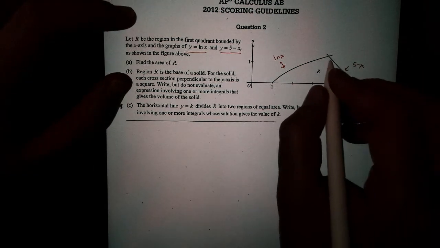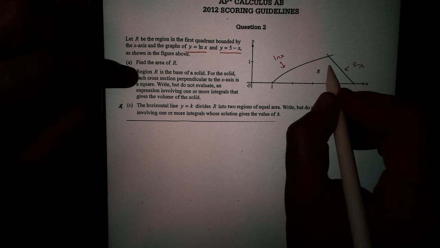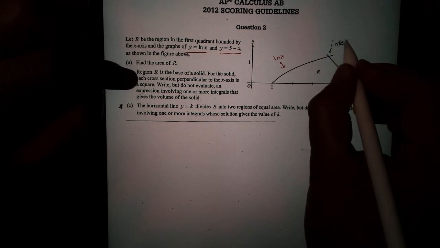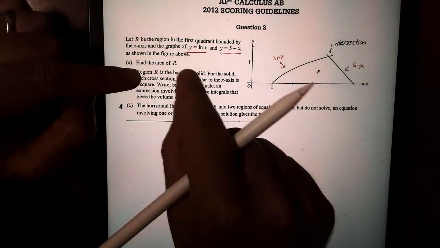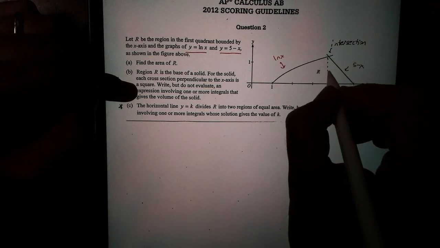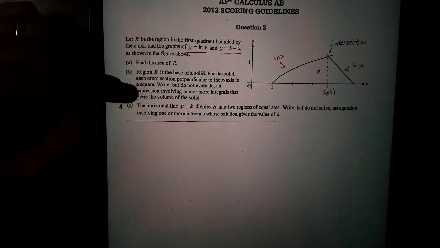Now, the interesting part is, if we take a look here, we want to know where these meet, so we have to find the intersection. The reason we have to find that is because if I'm looking to find the area, which they're asking me to, I am going to have to split into two different integrals. So we have to split this. So let's go ahead and find the intersection.